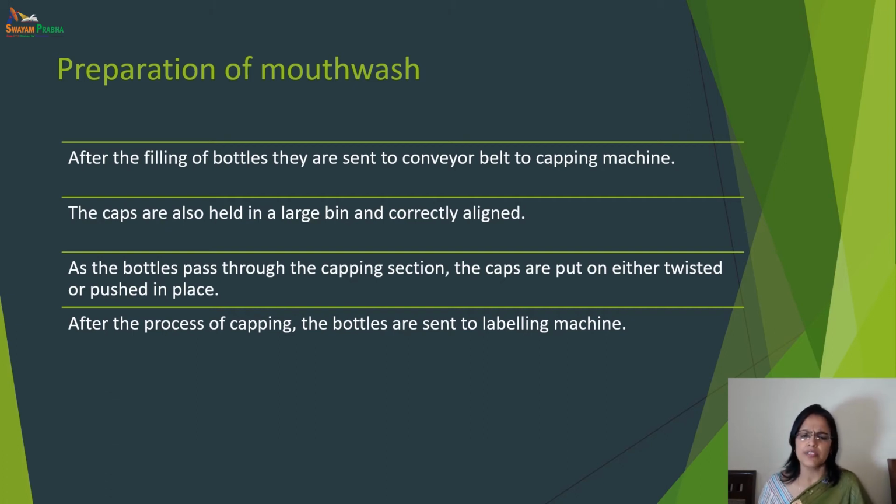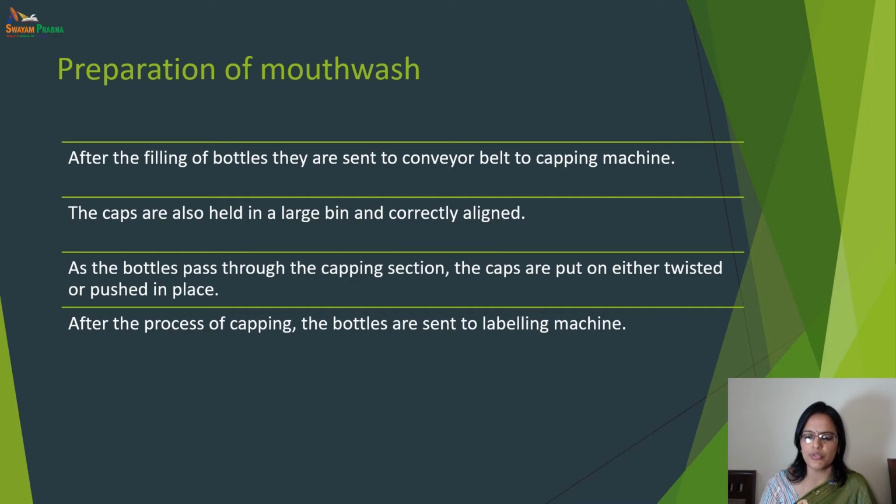After the process of capping, the bottles are sent to the labeling machine. The labels are held in large spools and threaded through a machine. As the bottles pass one by one, the labels are stuck to them either by adhesives or by application of heat.